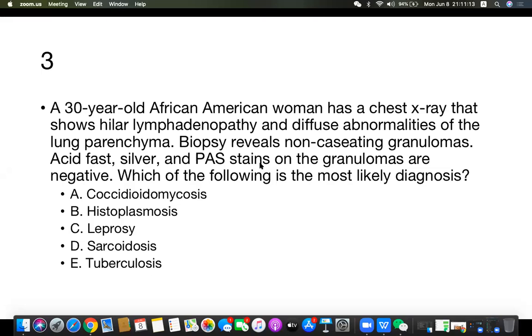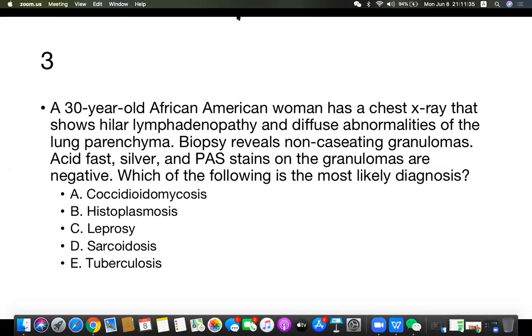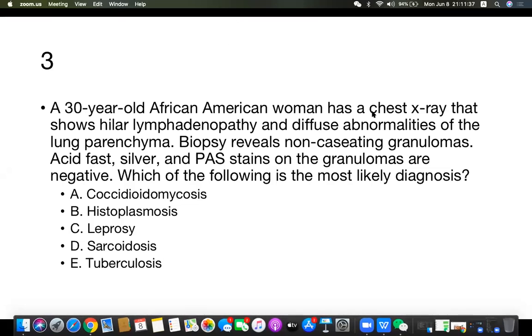Okay, Kedar? The age. It occurs mostly in the middle aged. Sir, there is a caseating granuloma there, and acid fast is negative, which means that it can be tuberculosis. Sarcoidosis also presents with granulomas in the lung, and there is hilar lymphadenopathy. Okay, good. Both of them are absolutely right. This is sarcoidosis. So let me explain again for all the other students.